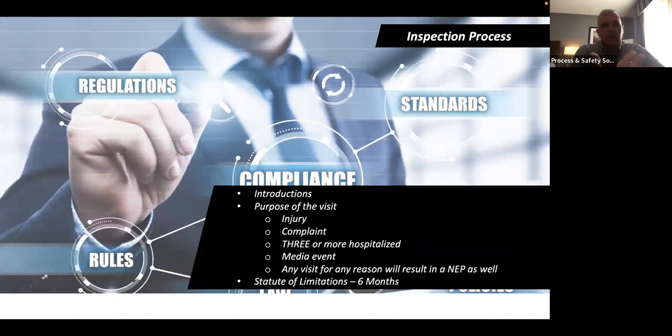Once the CSHO or the compliance officer is in your facility, they'll start with introductions and introduce themselves. As I said, as a compliance officer, they have to show you their credentials to show that they are actually a federal employee, and of course with OSHA. They must tell you the reason for the visit, whether it's an injury, a complaint, a hospitalization of three or more, a media event, etc.